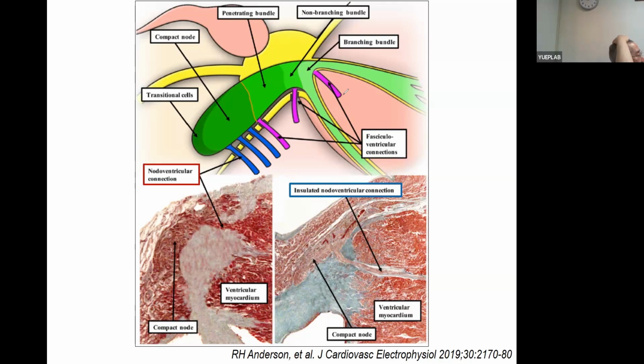So those would be very proximal fascicular-ventricular pathways. Maybe they used to be considered Mahaim fibers, true Mahaim fibers, but nobody ever proved this. So it's hard to know.